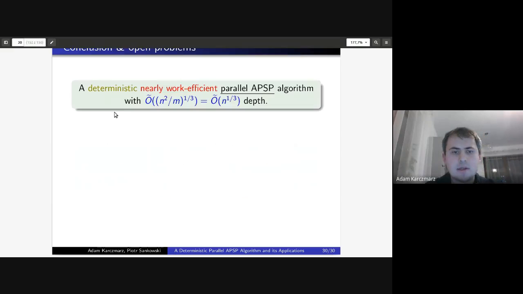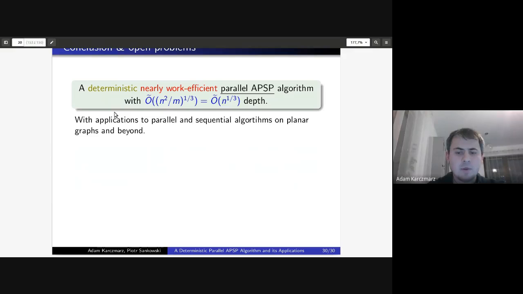Okay, that's all I've got for you. To conclude, we gave a deterministic, nearly work-efficient parallel APSP algorithm with roughly n^(1/3) depth. We also showed some applications in planar graph algorithms, and we de-randomized some of the known results.